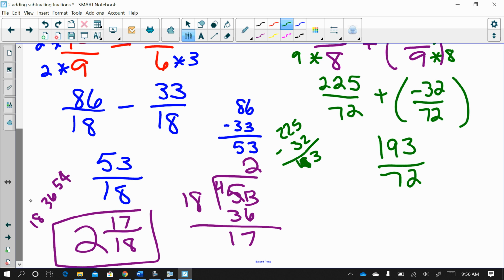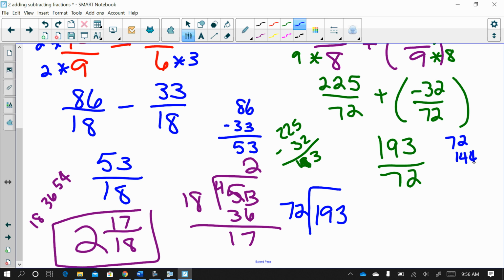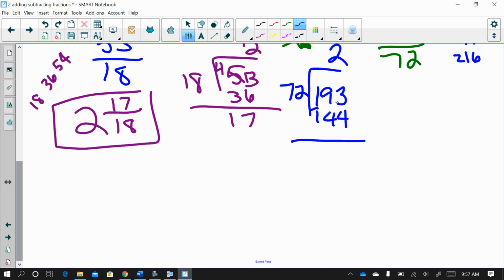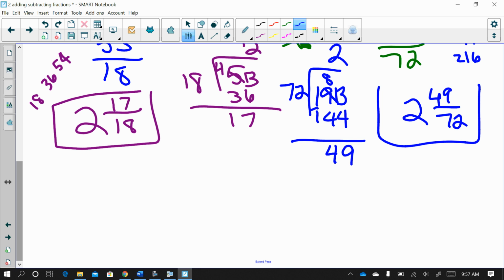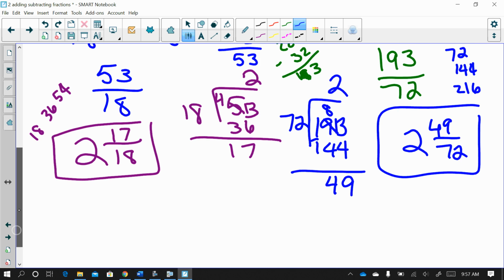Again, we started with a mixed number, so we need to end with a mixed number. So we're going to do 193 divided by 72. 72, 144, plus another 72 would be 216. Oh, that's too big. So we know it goes in twice. It gives me 144. I need to subtract. 13 minus 4 is 9. So that gives me 49. So 2 and 49 over 72. And there you go.